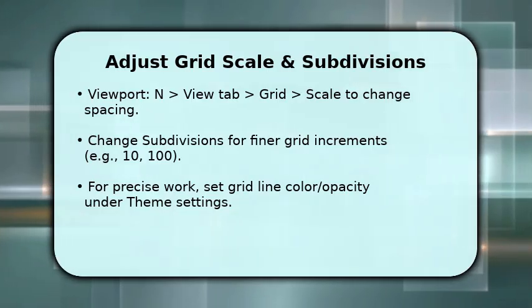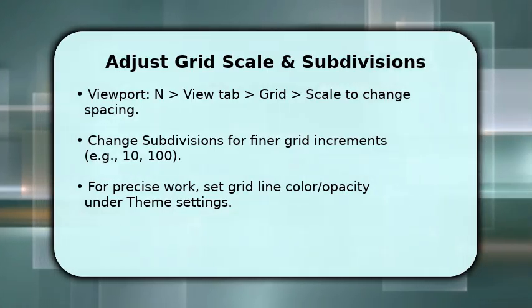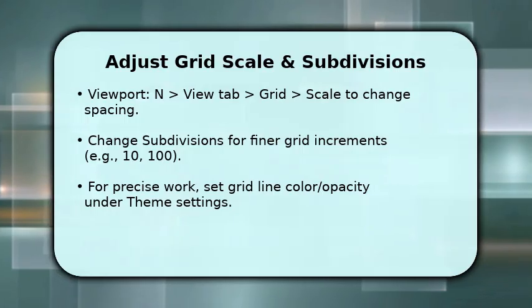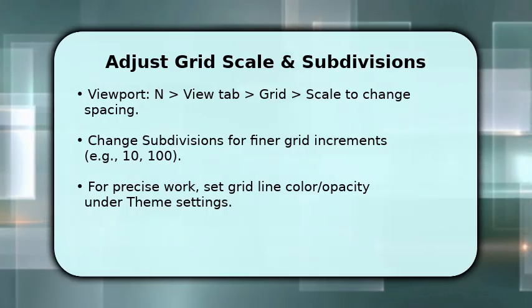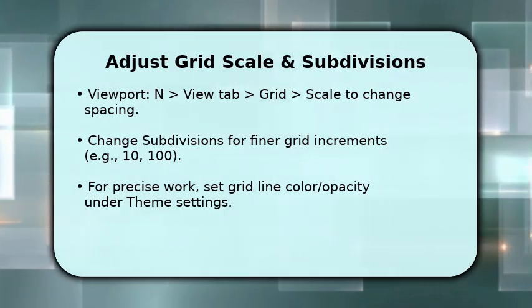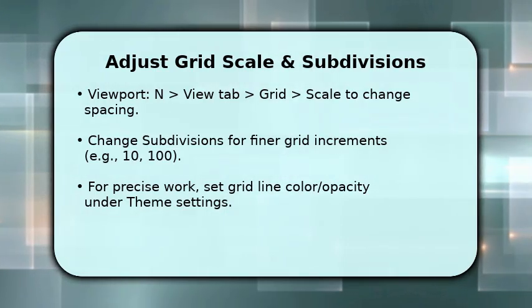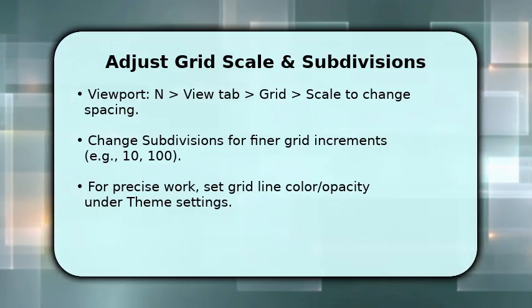Press N to open the right sidebar, go to the View tab, and under Grid adjust scale to set the major spacing unit. This controls the visible grid cell size. Then change subdivisions to add finer lines inside each major cell, which helps when snapping or modeling small details.